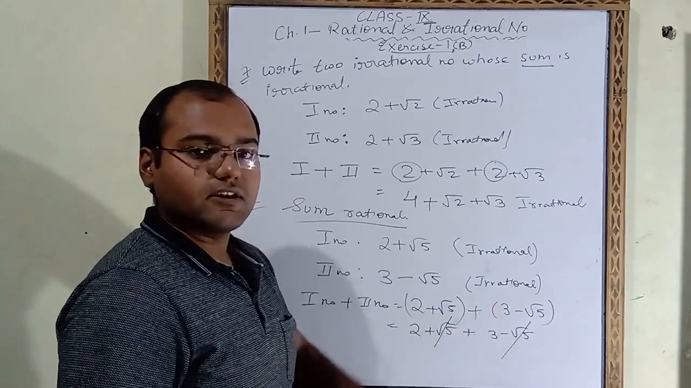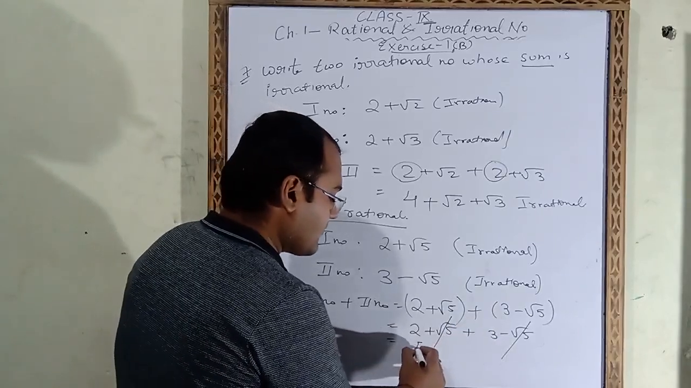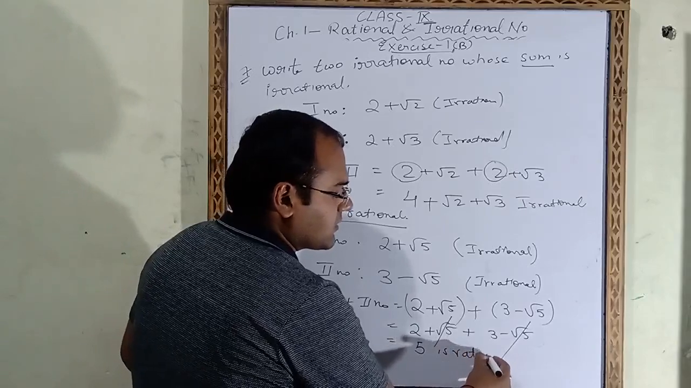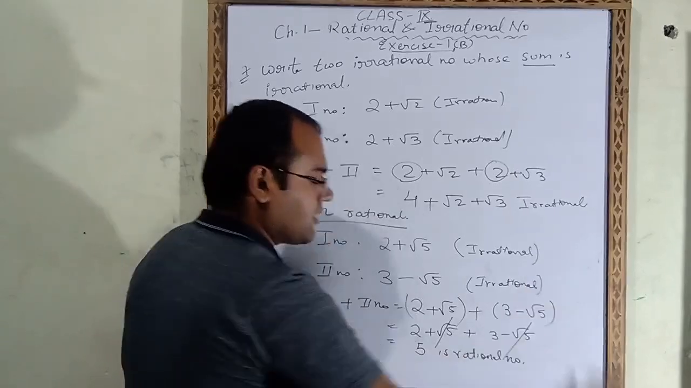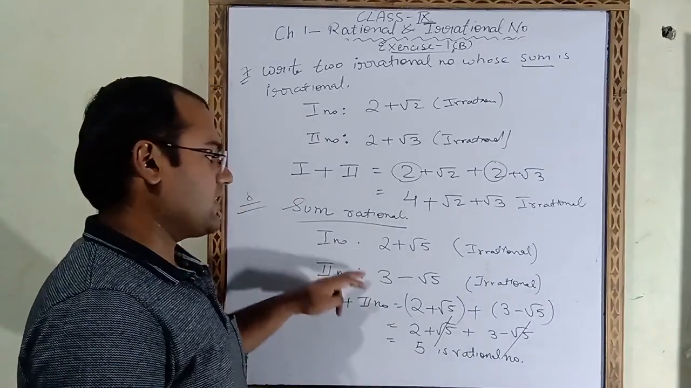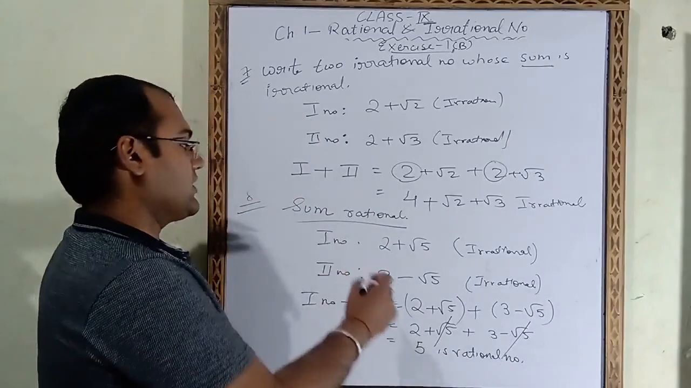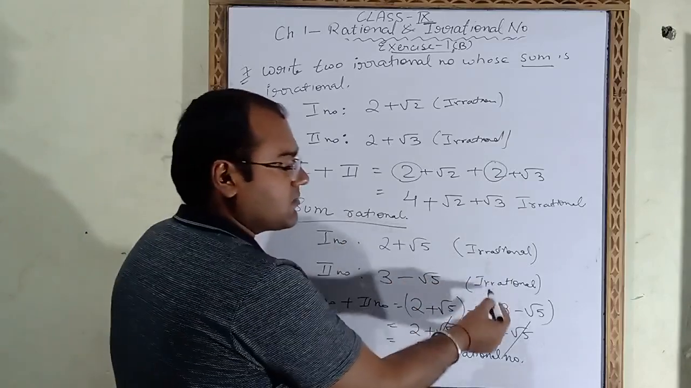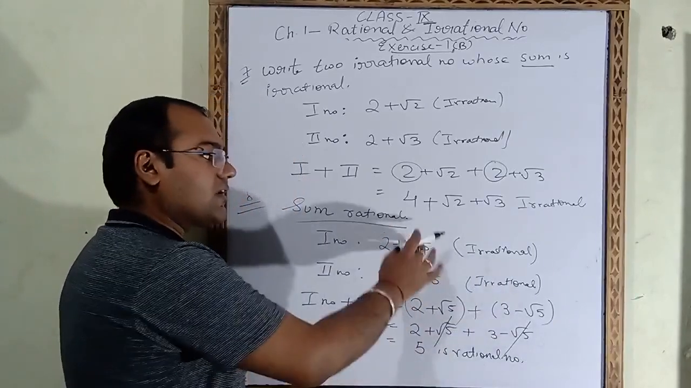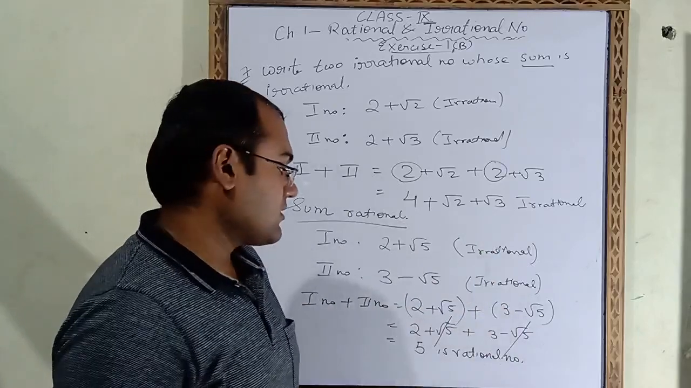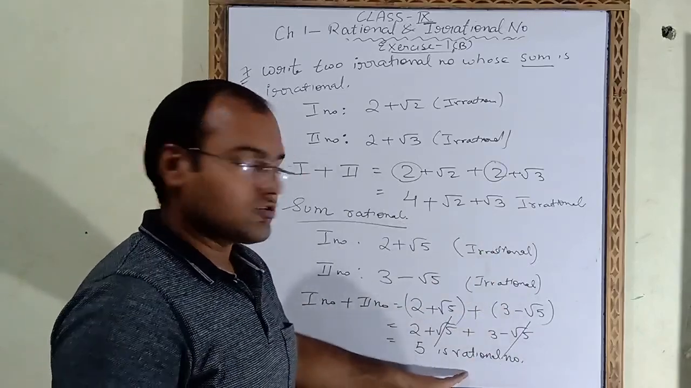2 plus 3 will be 5, and 5 is a rational number. So this is the answer of this question. We have to take two numbers, and both the numbers should be irrational, but on adding these two numbers, the final answer we need is rational.